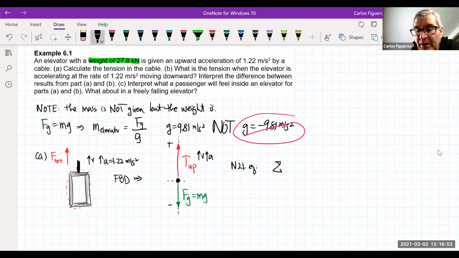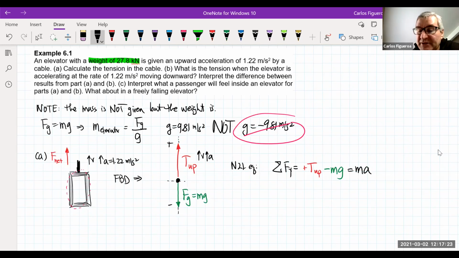So now the force in the y direction, note I did not write the force in the x direction. That must be what? Positive T up minus the mass of the elevator times g. Look at the minus sign. Why is there a minus sign? Because g, the force of gravity, is pointing down. And then this must be mass times acceleration.